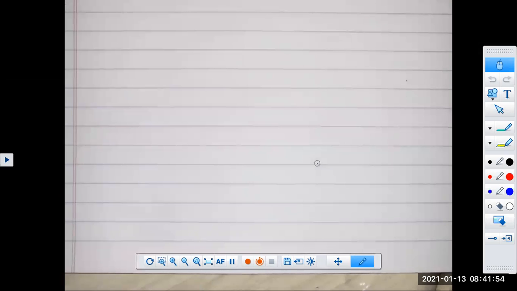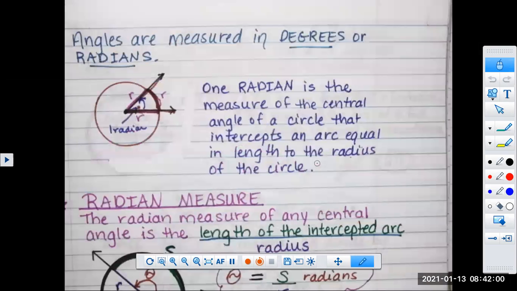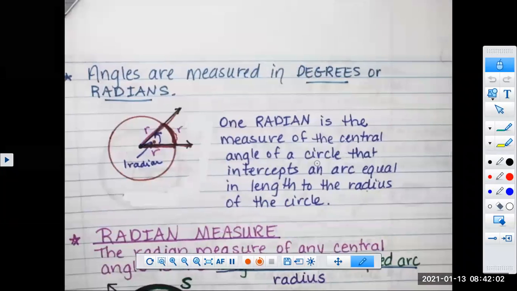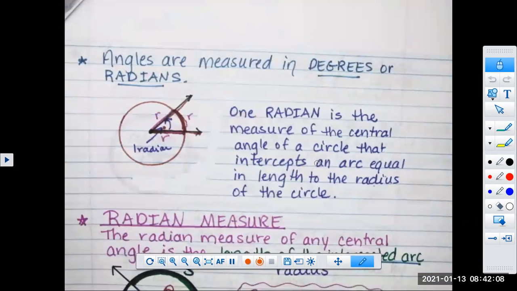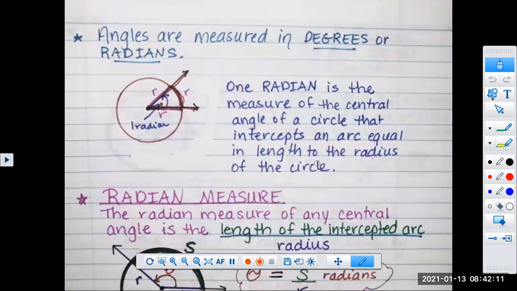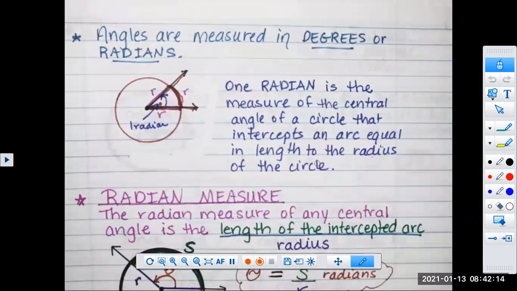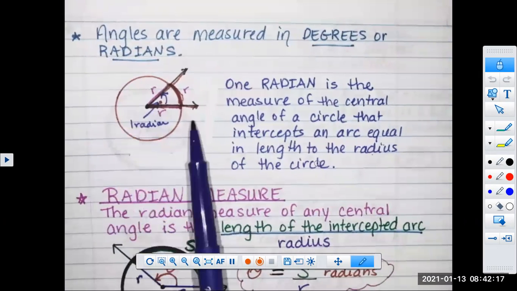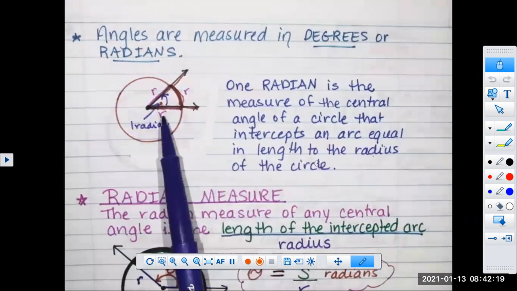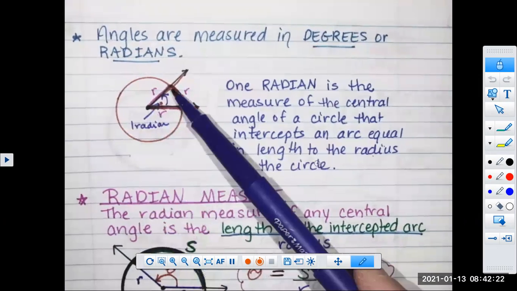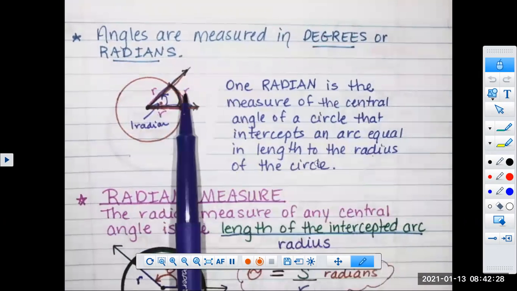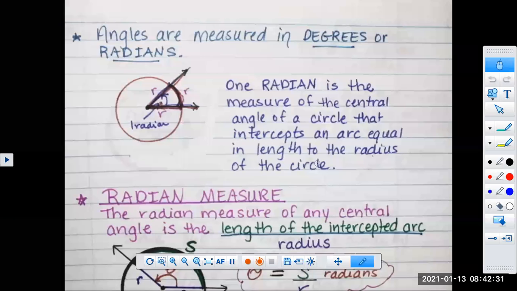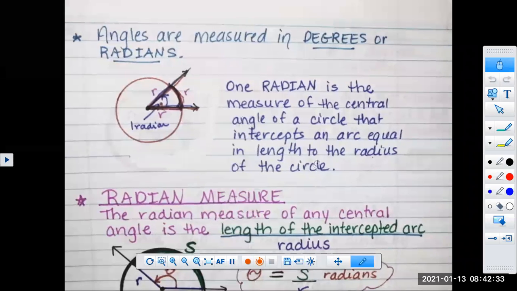Okay, angles in our case are going to be measured in degrees, which you're very familiar with. But what you are not as familiar with is radian measure. And I'm going to show you where radian measure is derived from. All right, so we've got this circle. It has a radius r, and notice that this central angle intercepts an arc that also is the same length as your radius. So this is just an example of where a radian is derived from.